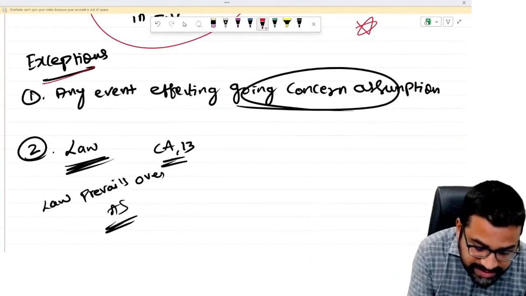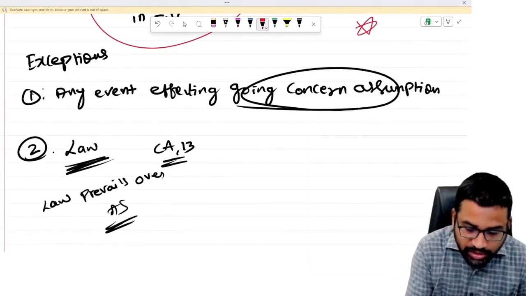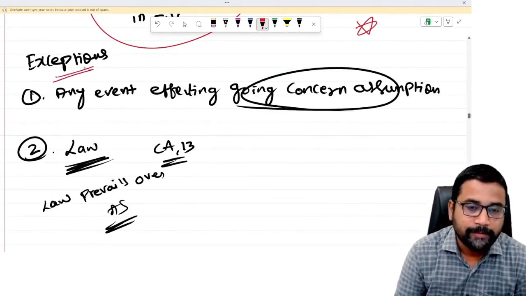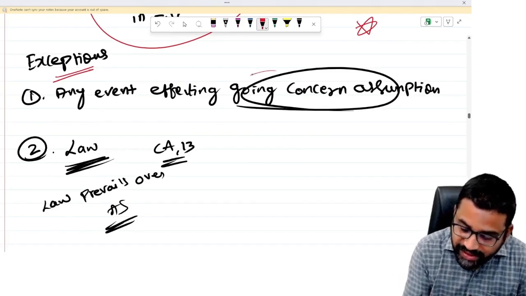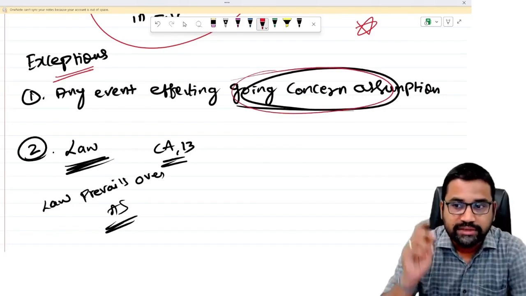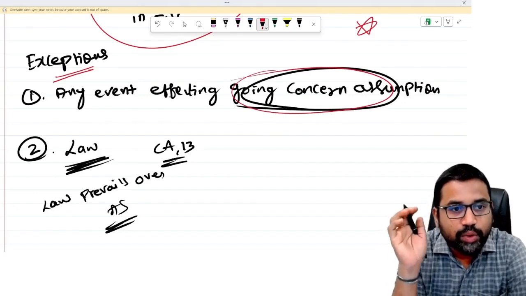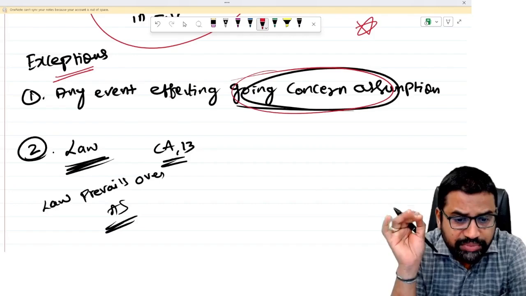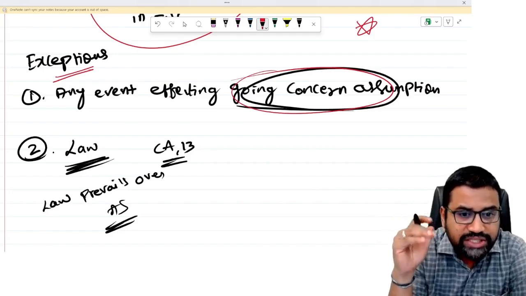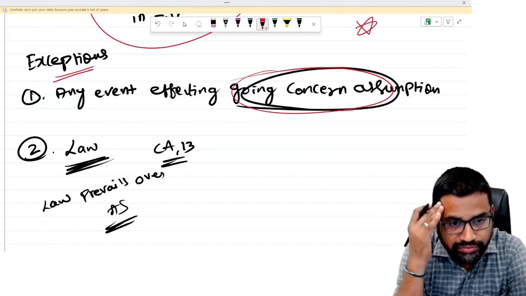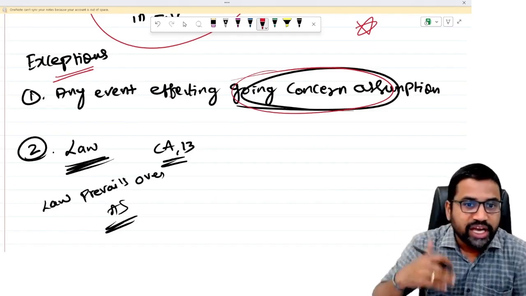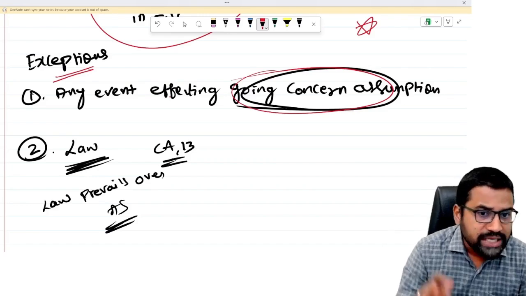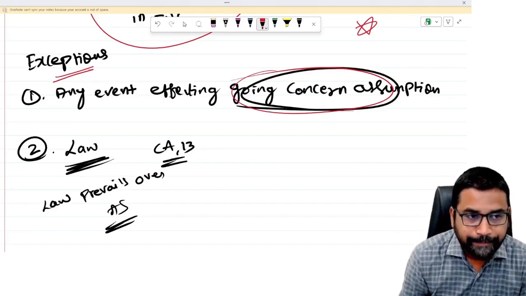Now, there are certain exceptions, sir. What are the exceptions here? See, exceptions to Ind AS 10. Any event affecting the going concern assumption, important, listen. Sir, any event which is affecting the going concern assumption. Generally, when we prepare financial statements, we assume that the organization will continue for the foreseeable future. That means going concern assumption: neither the intention nor the necessity to curtail its operations. Based on that, we prepare financial statements, right?